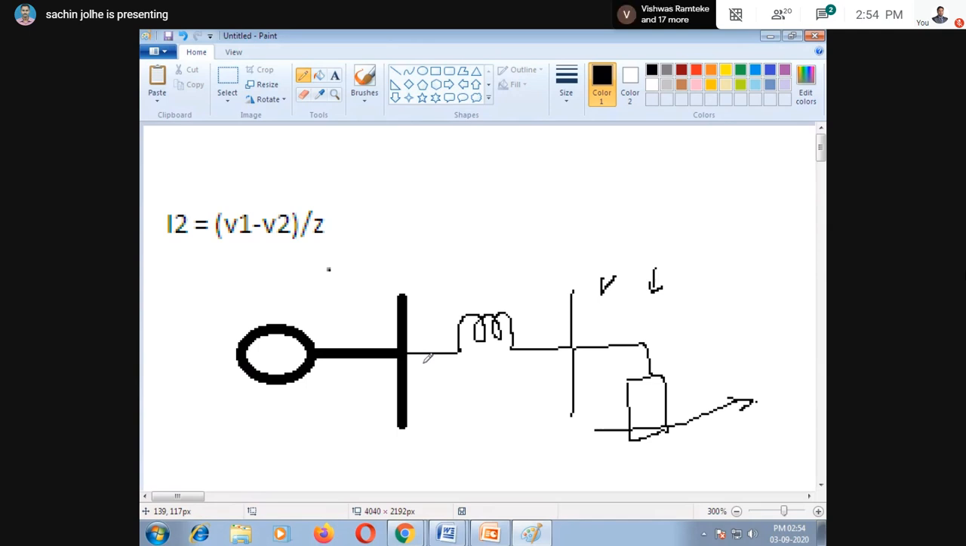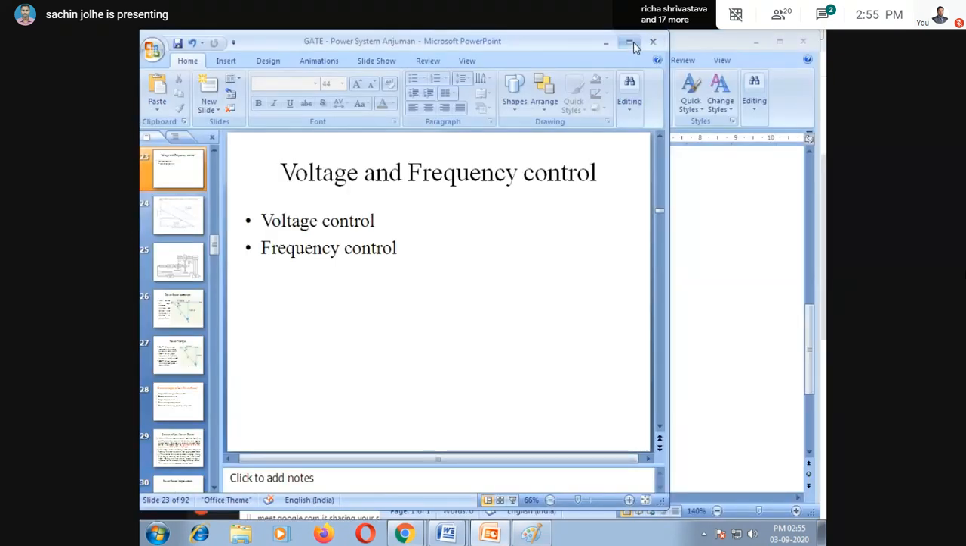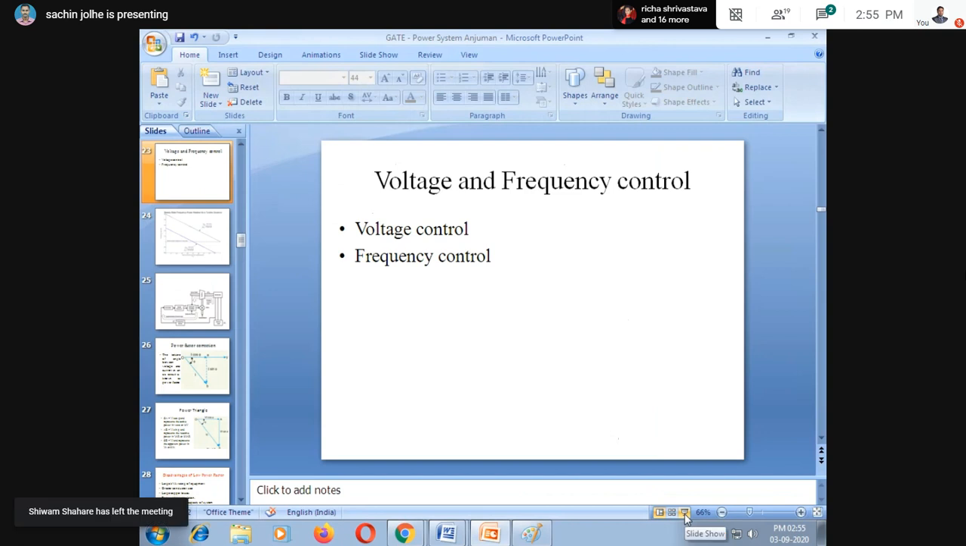As the speed decreases, according to Faraday's second law, if d phi by dt is less, then the voltage generation is also less, and if d phi by dt is less, the frequency also is going to be hampered. This is what we find when we go for control of voltage and frequency.